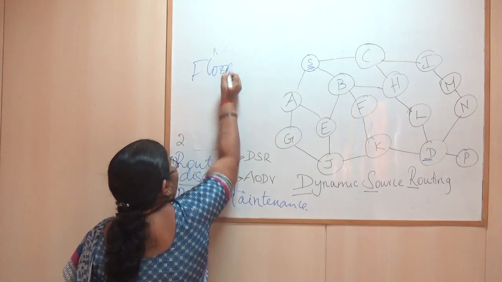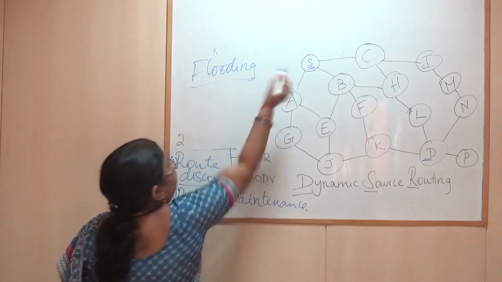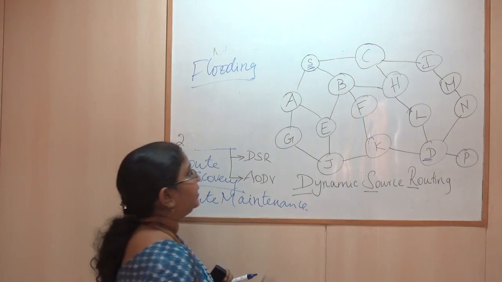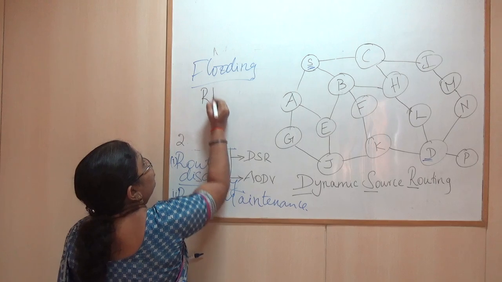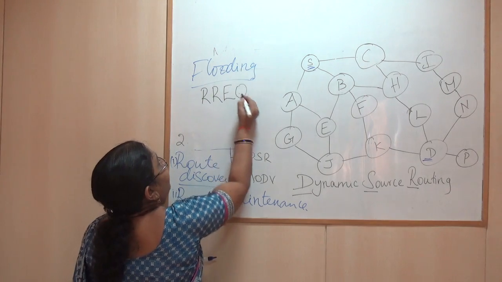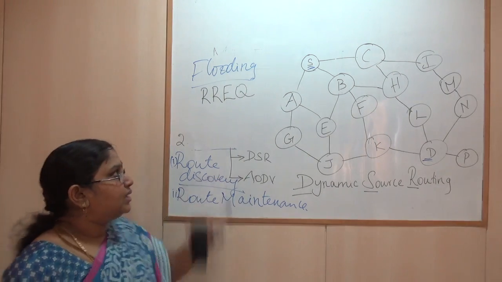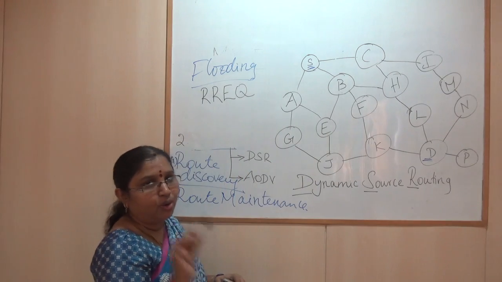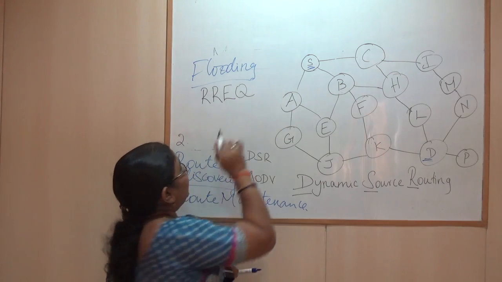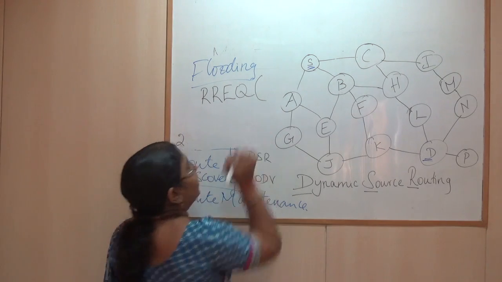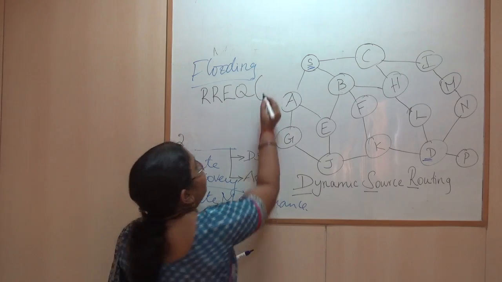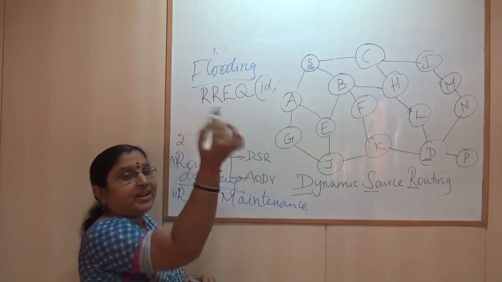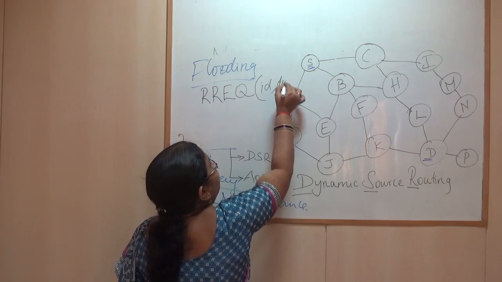Flooding happens from the source node. The source node starts sending a request message, which we call a route request, RR. That message is transferred by the sender when there is no route in its routing table. The route request contains two major pieces of information. One is a unique ID. Another is to whom it wants to find the route, which is the destination.